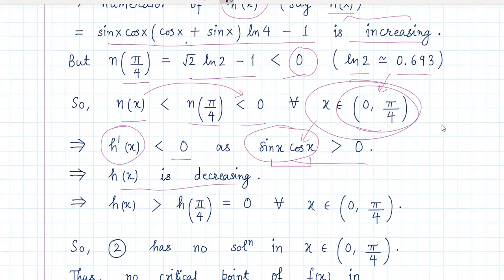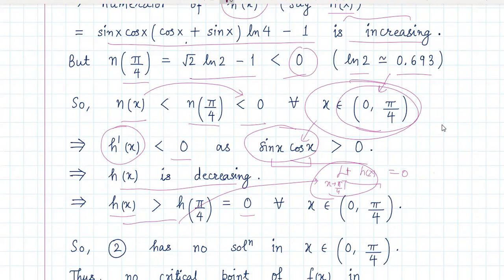So h of x is a decreasing function, which means that h of x would be greater than h of pi by 4. Now you might say, but why are we taking pi by 4? We were only talking about the open interval. So no problem. Instead of this, you could have also written limit x tends to pi by 4 minus h of x, and that would also have come out to be 0. So it really doesn't matter. So h of x is greater than 0 is what we are able to observe.